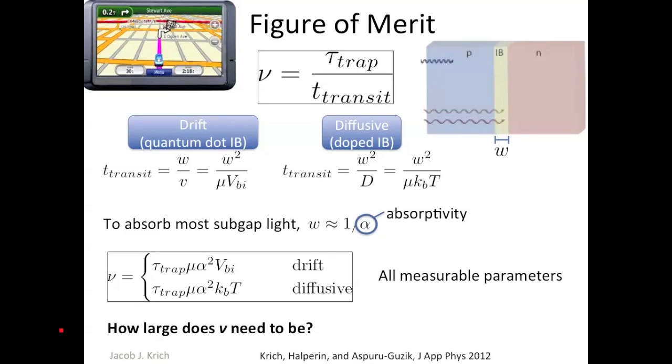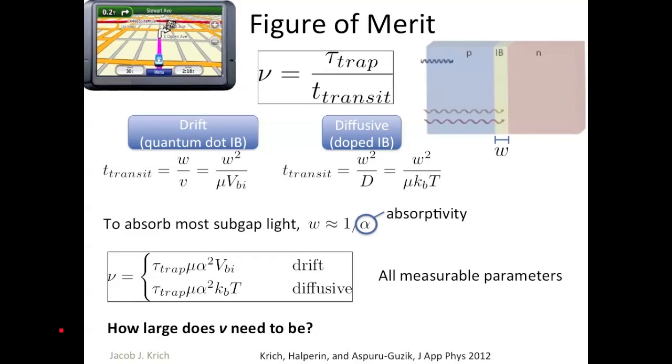And what this means is that we end up with a figure of merit that ends up the same way, whether we have a drift or diffusive material, where we have the tau trap, the mobility, the subgap absorptivity squared, and then either a built-in voltage or temperature. Now, if you are just in the diffusive limit, this is the same thing as the diffusion length times the absorptivity squared. Okay, but in the drift case, there's no real equivalent.